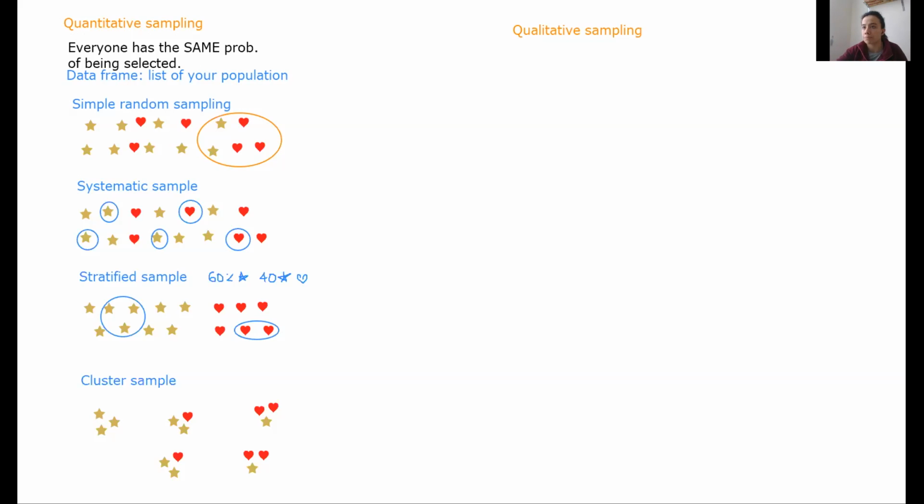So that would mean I have a sample that has a certain number of clusters, and then I'm going to choose a couple of the clusters to be represented in the sample, and everybody in the cluster is going to be sampled. Okay.